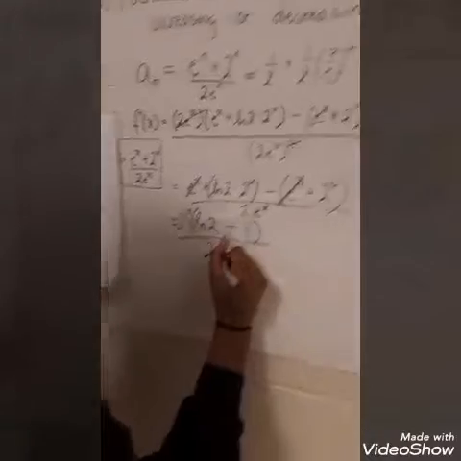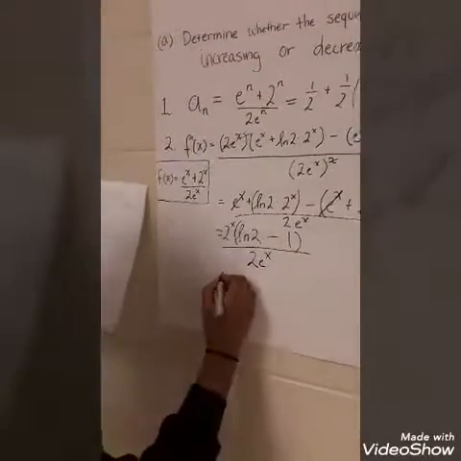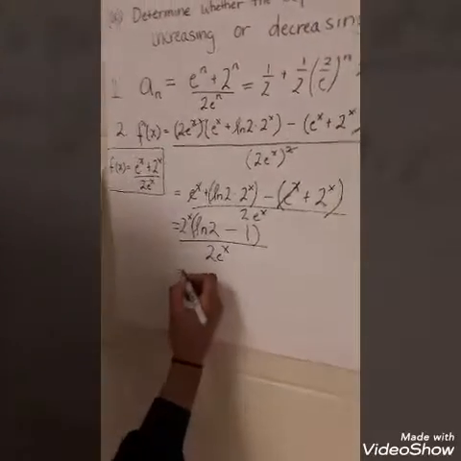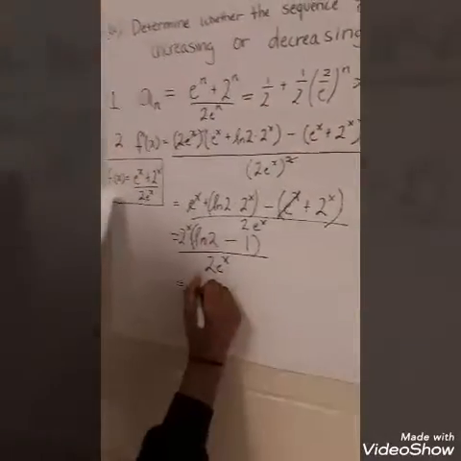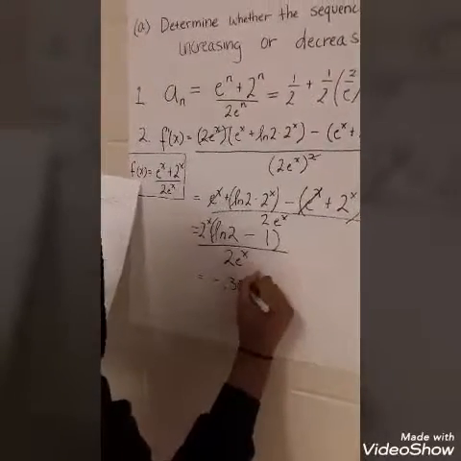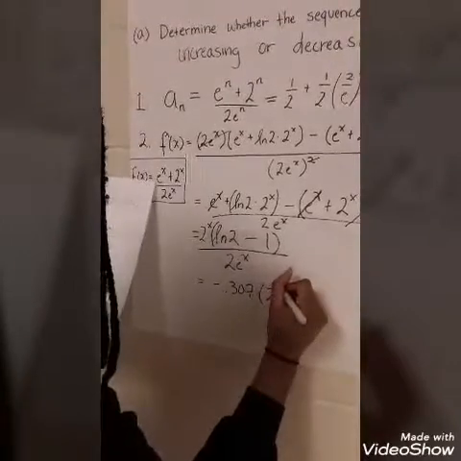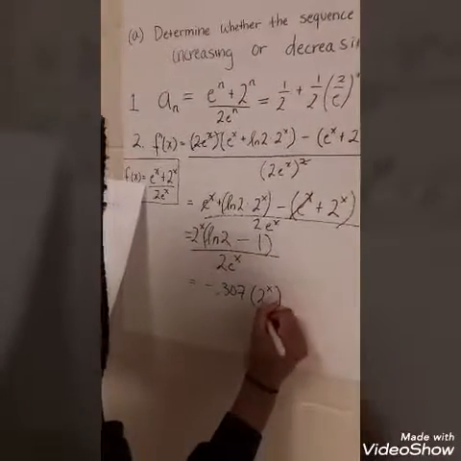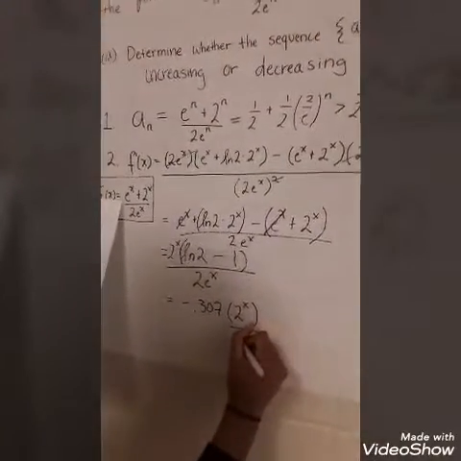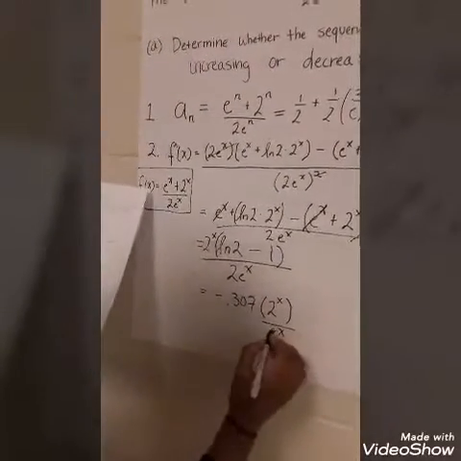Now this is good. As we simplify this derivative, we get that the ln of 2 minus 1 is a negative number. You can put it in your calculator. It's negative 0.307. So since the derivative is negative, we can say that the sequence is decreasing. You have to write it.